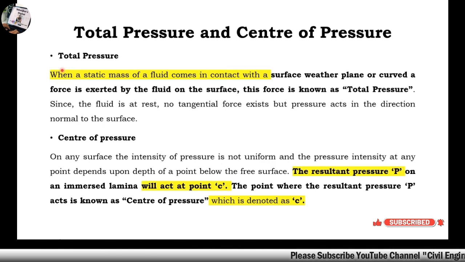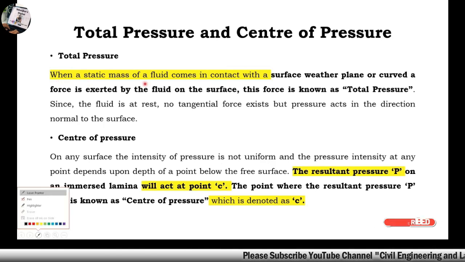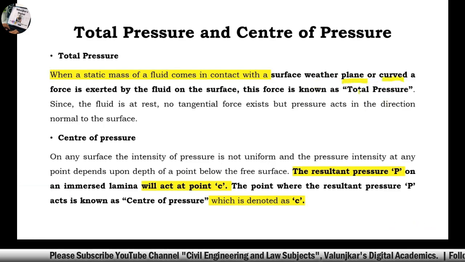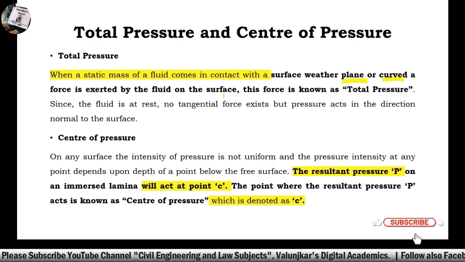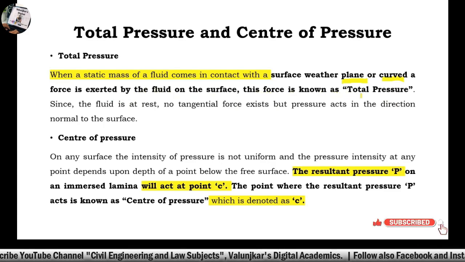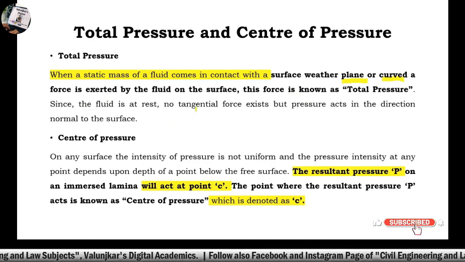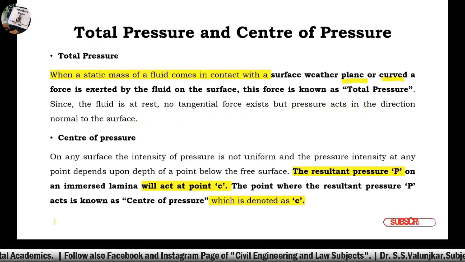So total pressure: when the static mass of a fluid comes in contact with a surface, whether it is a plane or whether it is curved, the force exerted by the fluid on the surface is known as the total pressure. Since the fluid is at rest, it is stationary, therefore no tangential force exists, but the pressure acts in the direction normal to the surface.